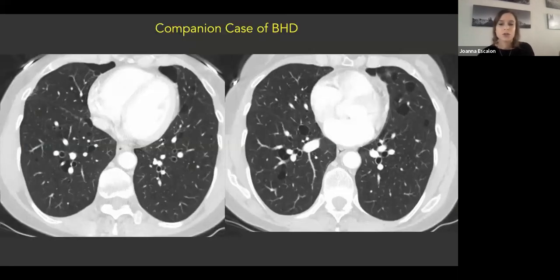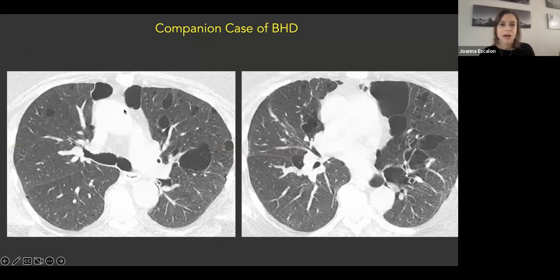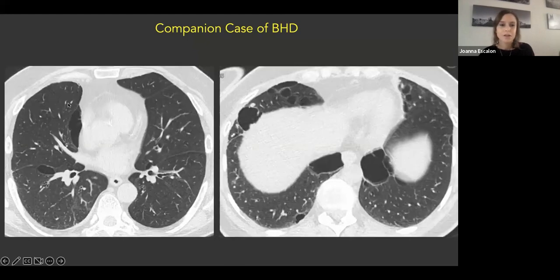I'm going to show you a series of companion cases, and I want you to pay attention again to the shape of the cyst and the location. So they're very floppy and paramediastinal, a lot of them. Again, floppy shaped, elliptical, a lot of them abutting the mediastinum. This one here, look how elongated it is, not round. Even this one along the fissure, they tend to be hugging the mediastinum.